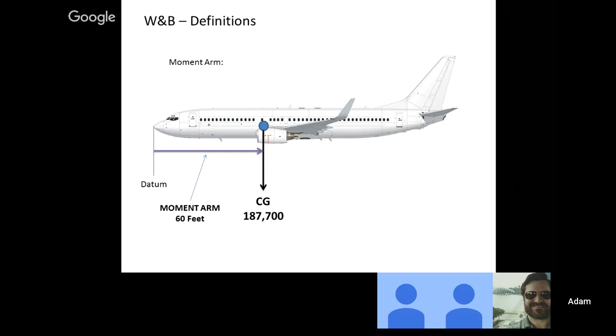So when you're doing weight and balance calculations, which we'll get into in a second, each weight that's considered, including pilots, bags, fuel, and other items in the aircraft, will all have a moment arm, which will be measured from a certain reference point, which we're going to call a datum.